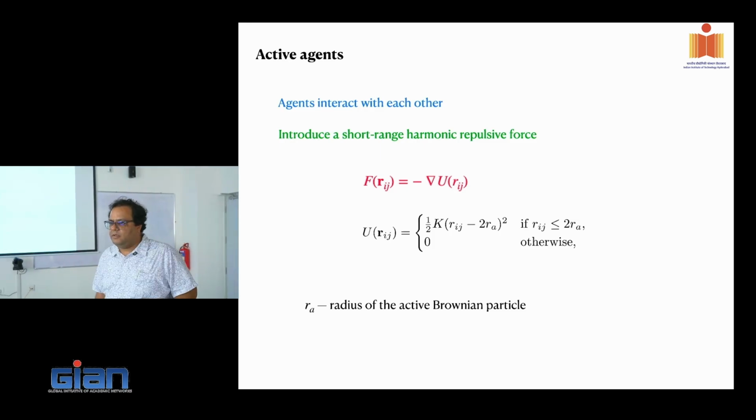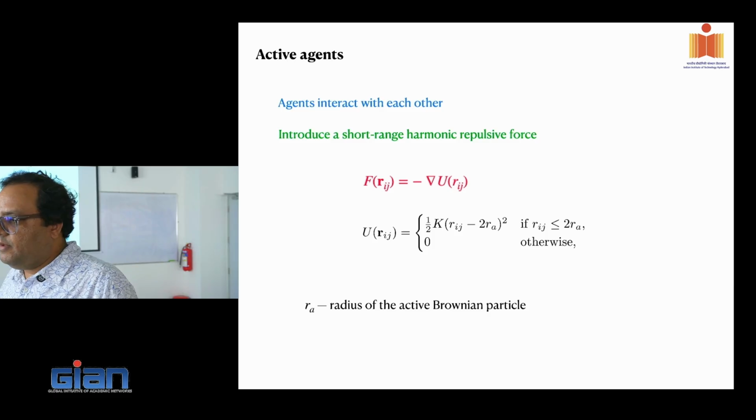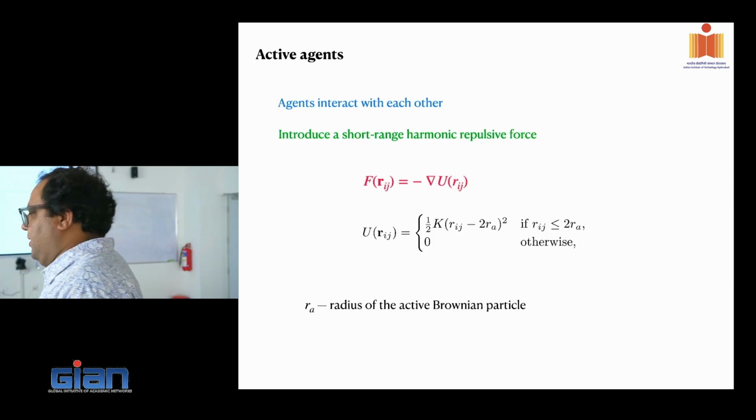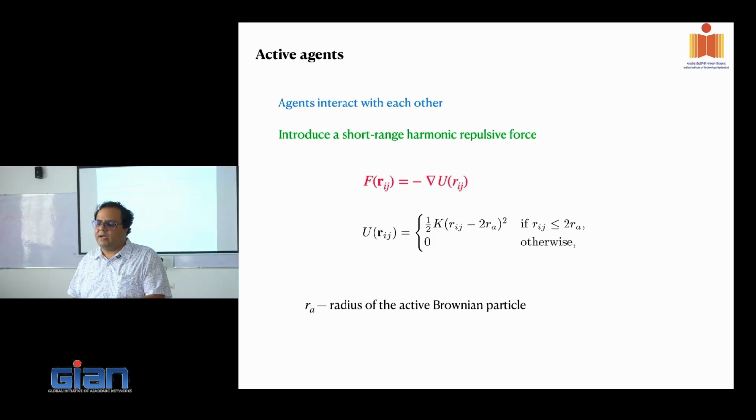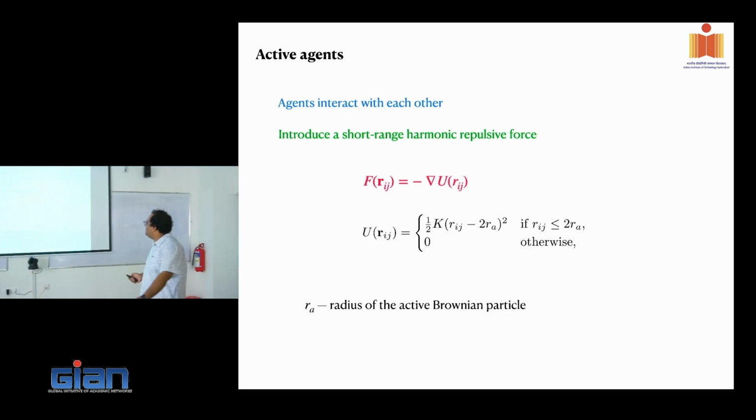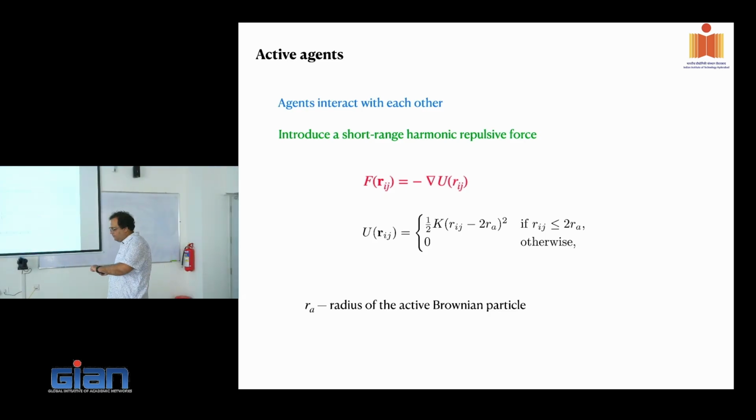Can I ask a question? Are you considering the bacteria spherical or with an aspect ratio? Here you can say a small circular disk of radius RA. So these agents interact with each other, and to model that interaction, you can introduce a short-range harmonic repulsive force, which you can write down in this fashion, which is nothing but the minus of the gradient of the potential energy, which is simply this. RA is the radius of the active Brownian particle, which you have taken to be the bacteria.